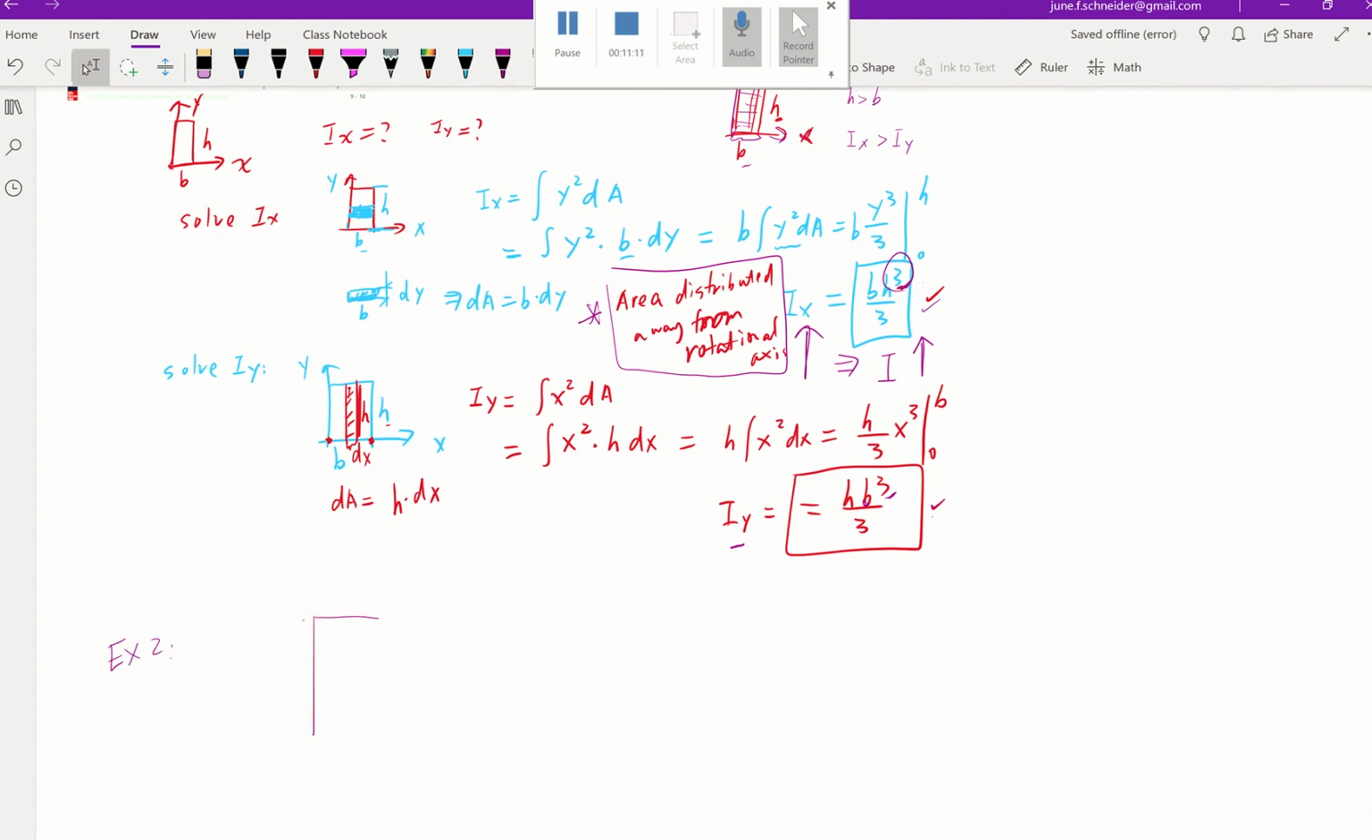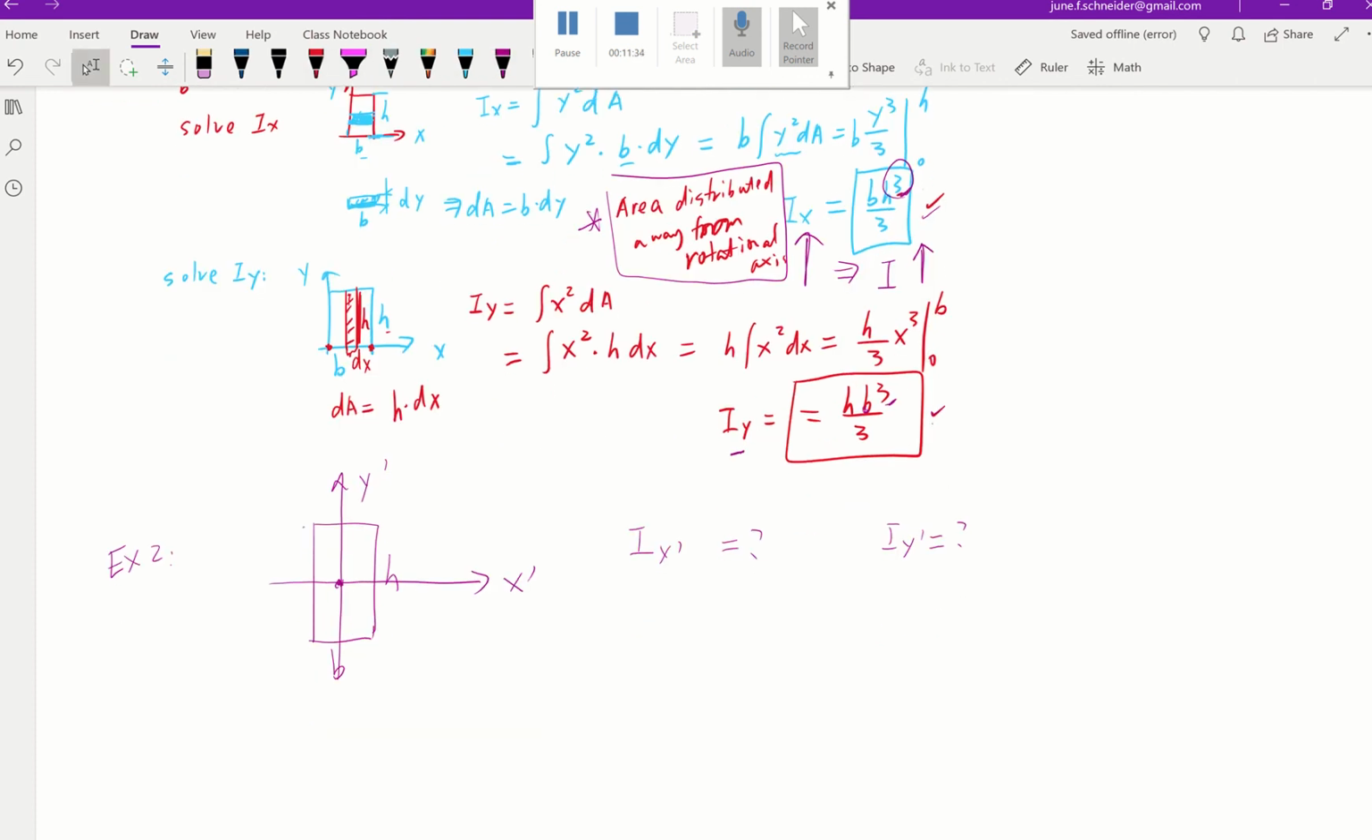So we're going to have the same rectangle. However, this time the x-axis is going through the centroid, and we have the y-axis going through the centroid. And we're trying to find Ix prime and Iy prime. What would that be, right?